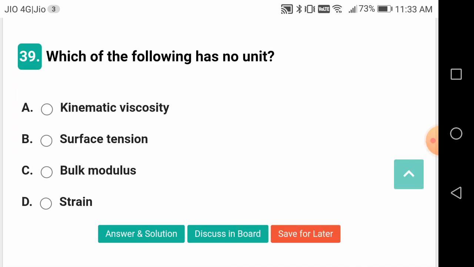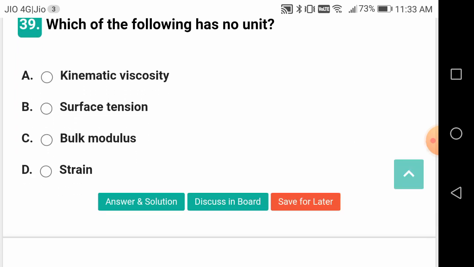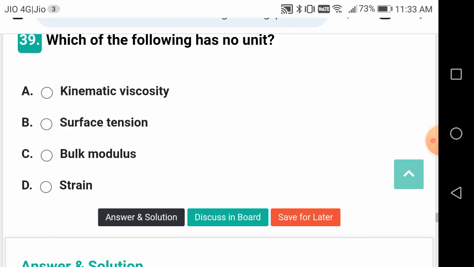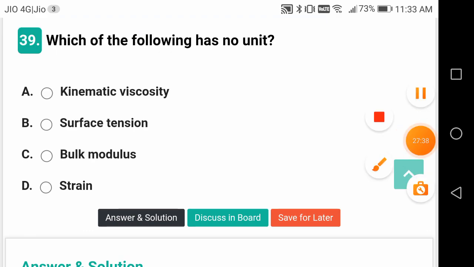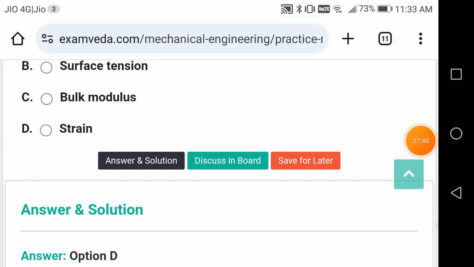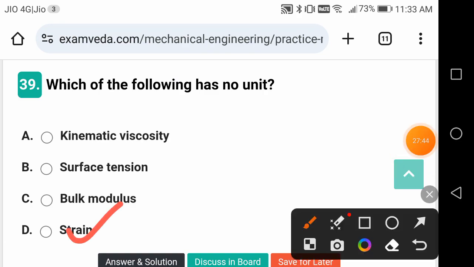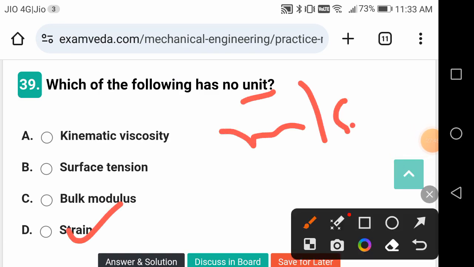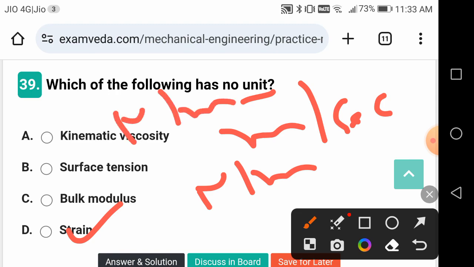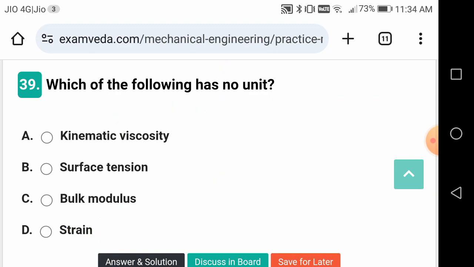Which of the following has no units? Strain has no units. Kinematic viscosity is meter square per second. Surface tension is Newton per meter, force per unit length. And bulk modulus is Newton per meter square or Pascals. I have given simple units, friends.